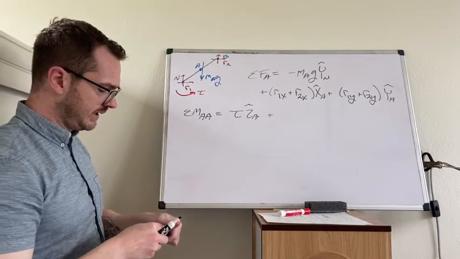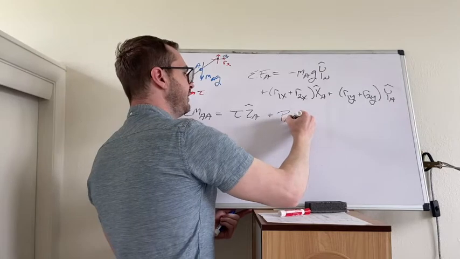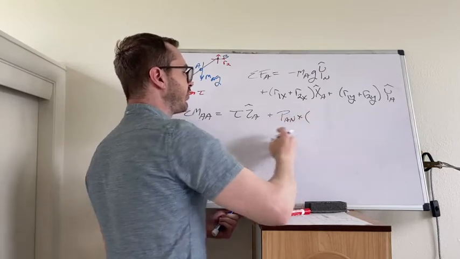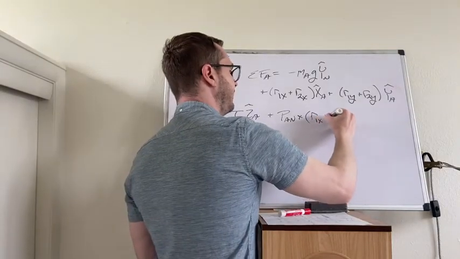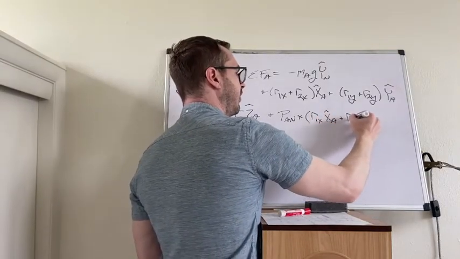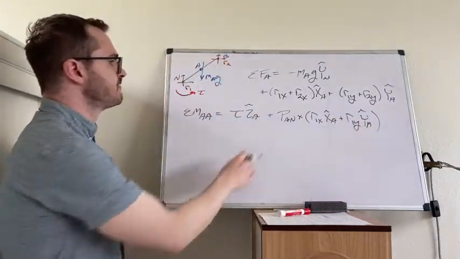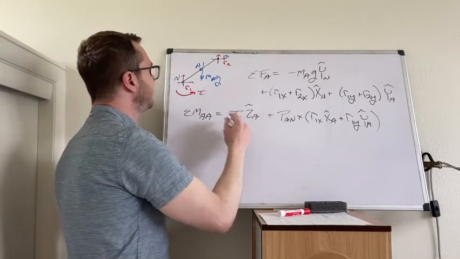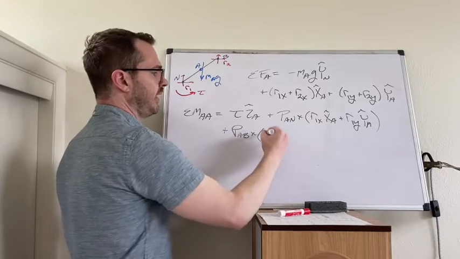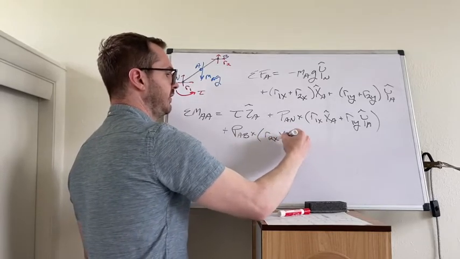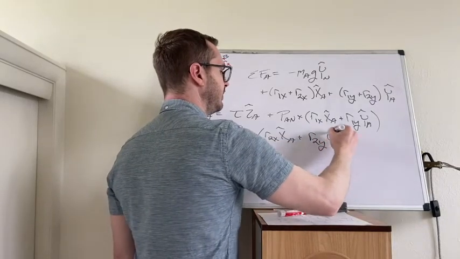So we need position vectors. We need the position vector from A to N, and then we're going to cross the forces that act at point N. That's R1x, x hat A, R1y, y hat A. Next, we need the position vector from A to B, and we're going to cross that with R2x, x hat A, R2y, y hat A.